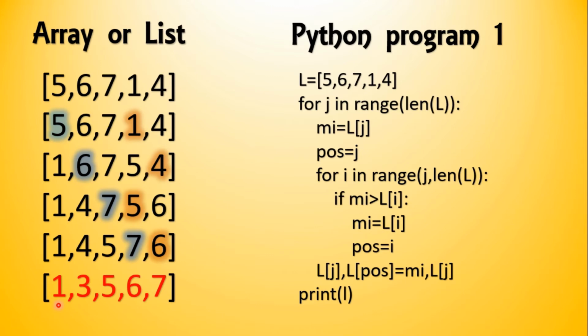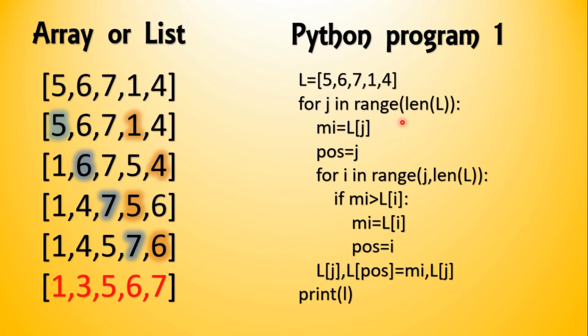So this is the technique of selection sort. Now, there is a common program used in Python, or you can say a common algorithm, though the 5-line code is the next program. So first of all, let's understand this. Here I have taken the list L with 5, 6, 7, 1, 4.